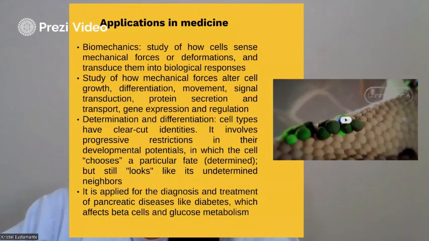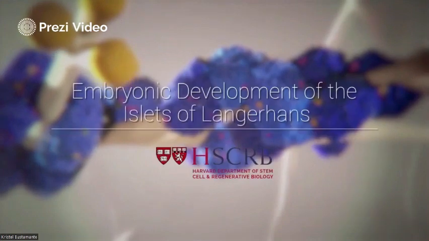It involves progressive restrictions in their developmental potential, in which the cells choose a particular fate, but still look like their undetermined neighbors. It is applied for the diagnosis and treatment of pancreatic diseases like diabetes, which affects beta cells and glucose metabolism. The next video.